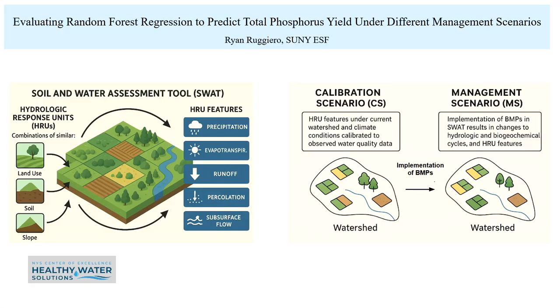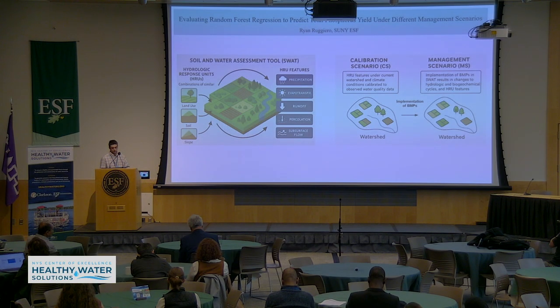Before building the random forest model, I first performed feature selection of the HRU features to enhance model performance and interpretability. The random forest model was trained using 80% of the HRU data, and the performance of the model was evaluated on the remaining 20% of the data.